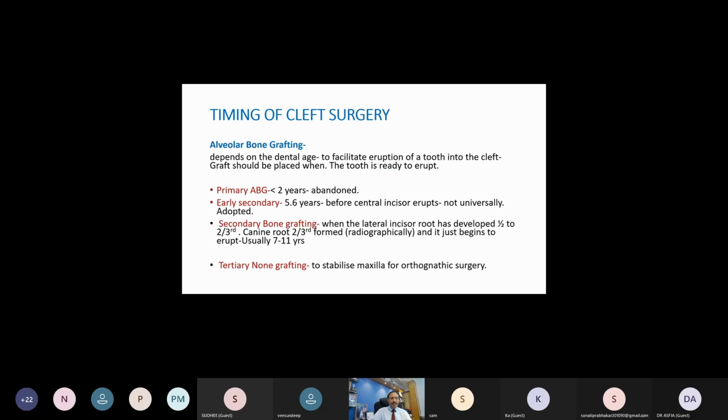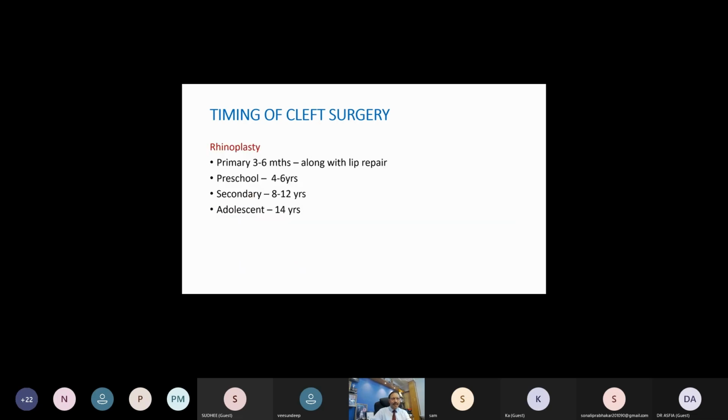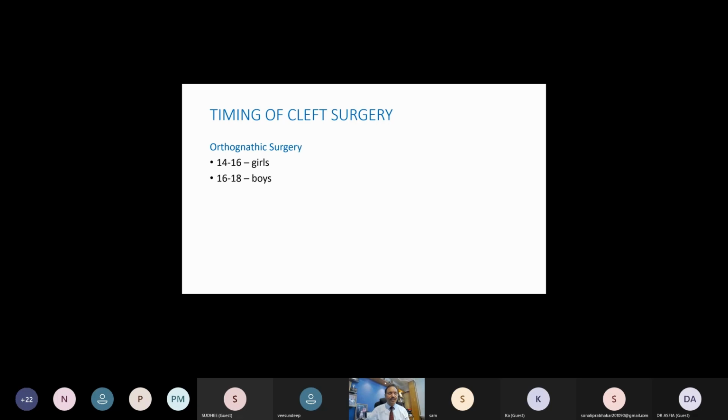Then alveolar bone grafting can be done at 5 years, or secondary bone grafting between 7 and 11 years, and tertiary bone grafting later on when we are planning an orthognathic surgery. Rhinoplasties: primary rhinoplasty can be done with the lip repair. The preschool rhinoplasty is done between 4 and 6 years of age. Secondary rhinoplasties are done between 8 and 12 years of age. And adolescent rhinoplasty is done when the development of the nose is complete, that is after 14 years of age.